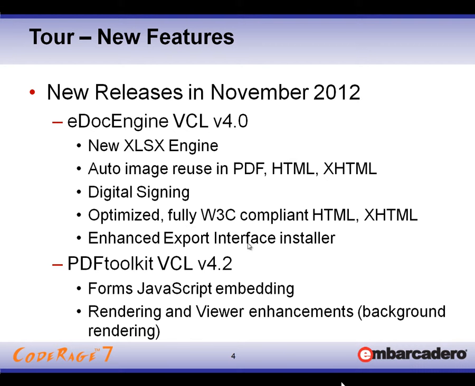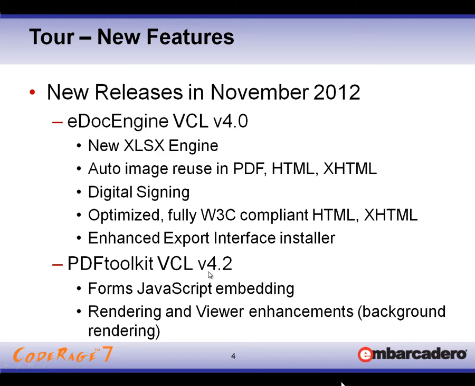Okay, here are the new features that were added into the new releases that are happening in November. So in eDoc Engine, there's a completely new Excel engine which generates the XML based format of Excel. So you can open the Excel documents now in Microsoft Excel as well as OpenOffice. Then there were some nice little features added.